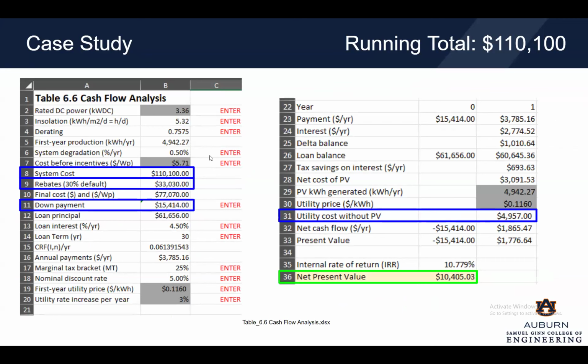Here you can see our system costs, rebates, final costs, and down payment. Our down payment is going to be 20%. And here I'm showing on line 31, instead of buying power to run this, we are going to be using the profit from the miner as the utility cost offset. So that's what line 31 is showing there. And that gives us an internal rate of return of 10% and a net present value of about $10,000.